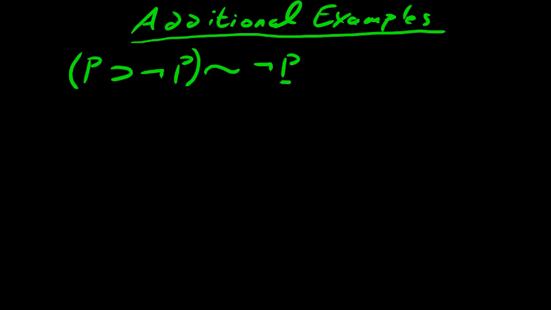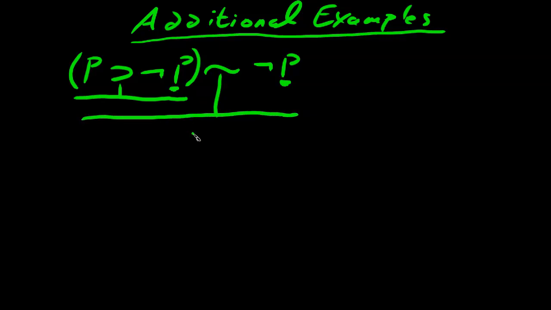This not has that P for its scope, and this not has this P for its scope. This implies has P implies not P as a scope, and this if and only if, or is equivalent to, has the whole formula for its scope.